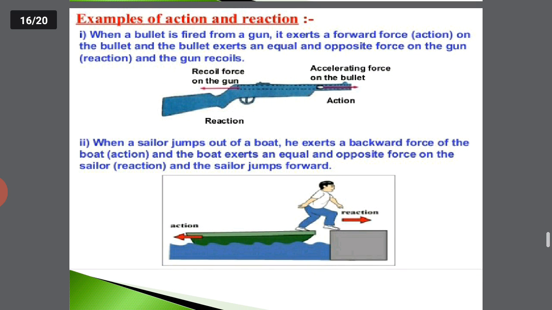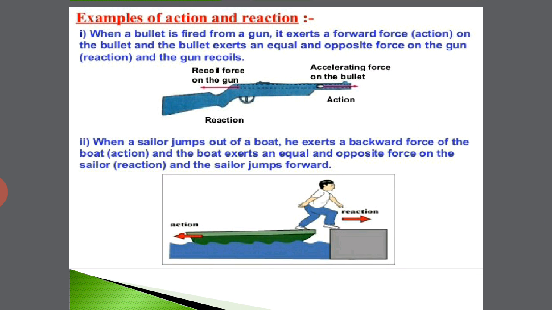You can see some examples also. When a bullet is fired from a gun, it exerts a forward force that will be considered as action on the bullet, and the bullet exerts an equal and opposite force on the gun, and the gun recoils, that is reaction. You can see in the pic also: accelerating force on the bullet, action; recoil force on the gun, reaction. Got it?